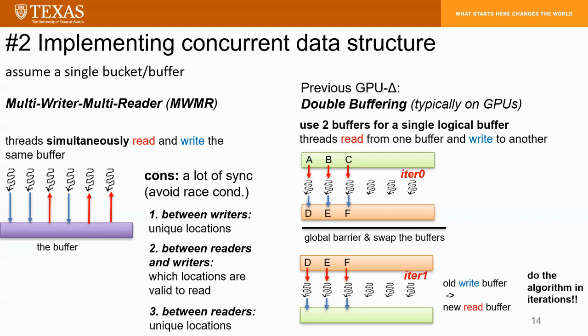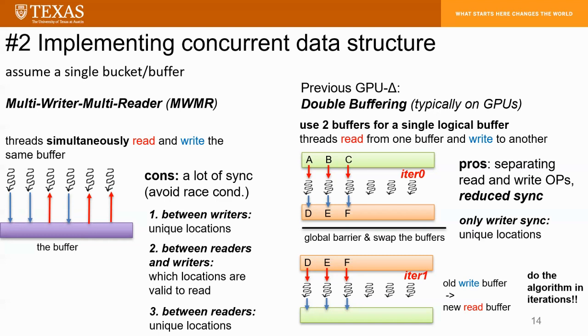Basically, we execute this algorithm iteration by iteration, and each iteration is separated by a global barrier. The advantage of this approach is that the reader and writer operations are separated into two different buffers, so we don't need synchronization between readers and writers. I won't go into details, but if we use this approach, only writer-writer synchronization is required. In contrast, multiple reader, multiple writer needs all three types of synchronization.